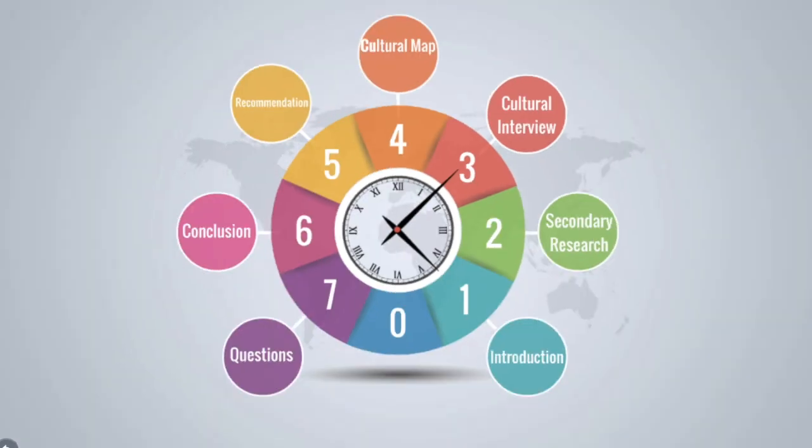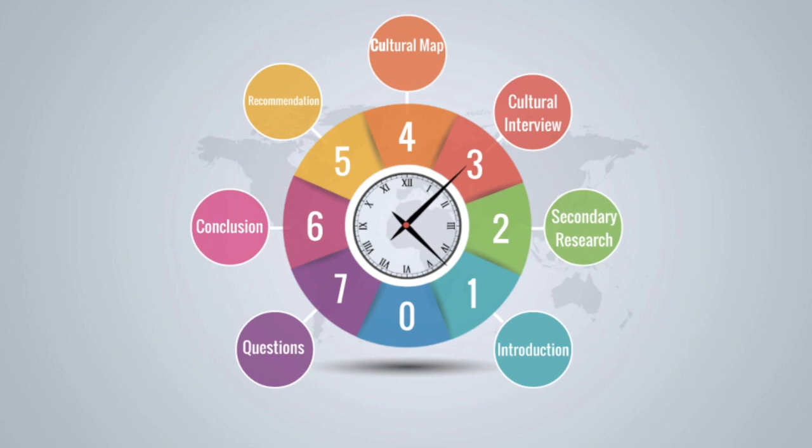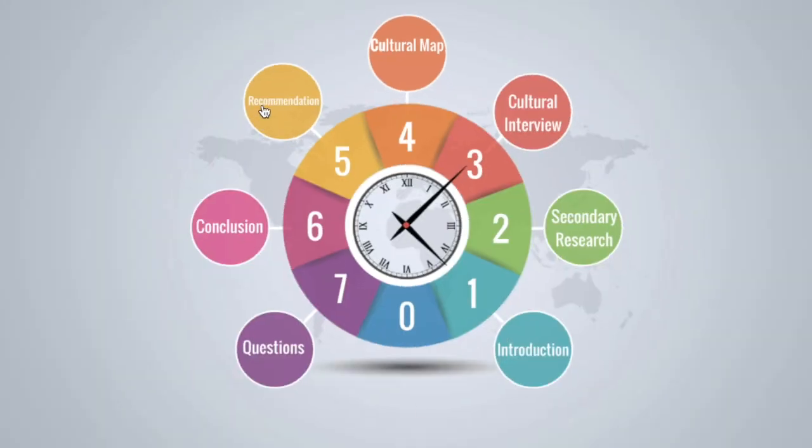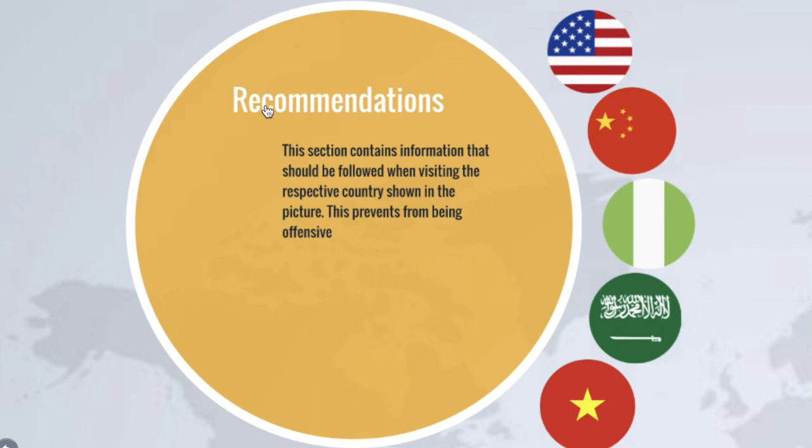Now that we are done with the cultural interviews, we have designed a cultural map to show where every country stands in terms of communication. In addition, we developed this cultural map based on eight components: communication, evaluating, persuading, leading, deciding, trusting, disagreeing, and scheduling. It is very important for a person to follow this cultural map when visiting certain countries, as it would avoid a lot of chaos and confusion. Coming to the recommendations, each country has its own set of requirements that need to be followed in order to be safe and secure.